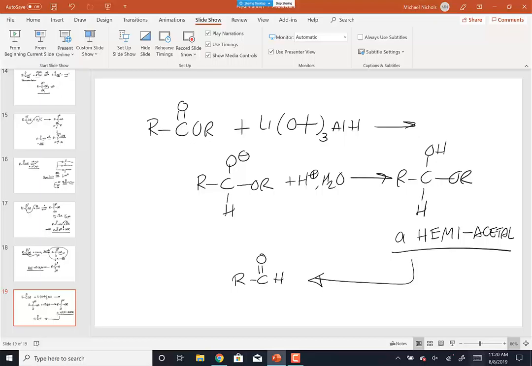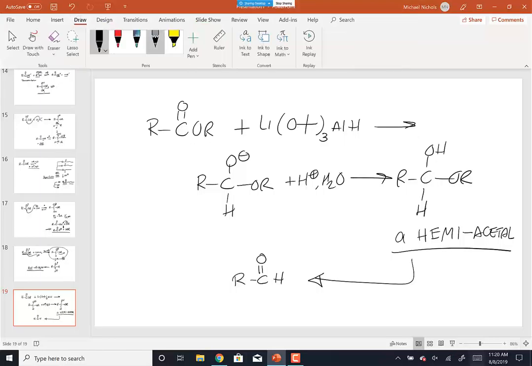Why is it going back to the aldehyde? Because I'll even bring up my little pens with my highlighter and say, the reason this is a hemi is because it's an OH and an OR. That's what makes it a hemi. Two OHs, hydrate. Two ORs, full-blown acetal. OH, OR, hemi. Where did that hemi come from? One R, one H, it came from an aldehyde. So one H minus with an ester is going to take it all the way back to an aldehyde.